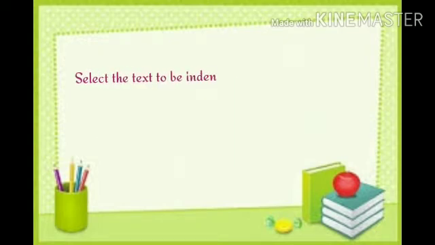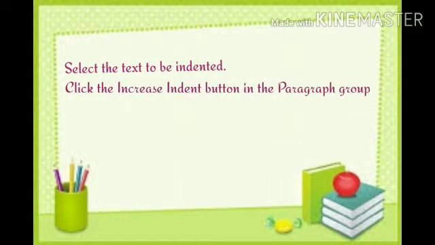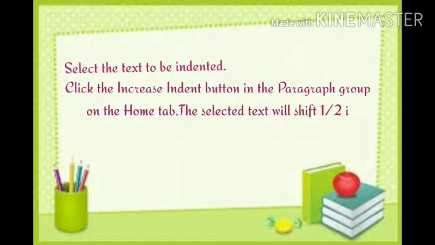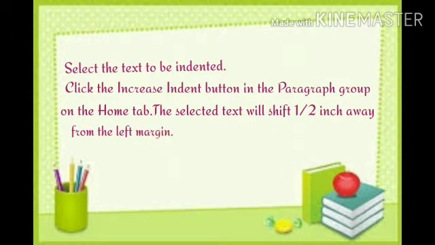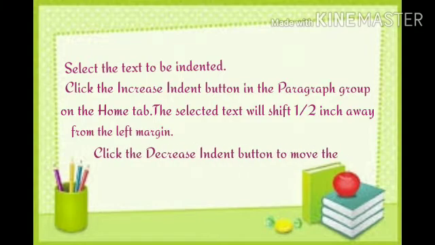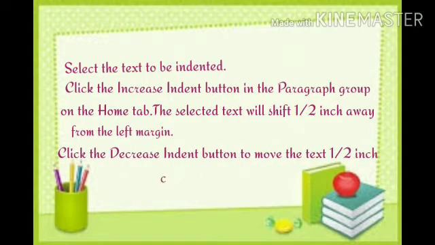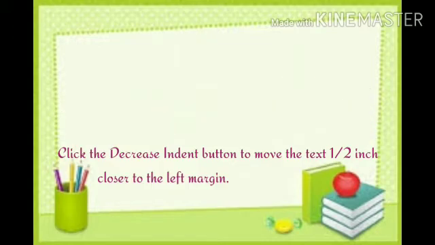Click the Increase Indent button in the paragraph group on the Home tab. The selected text will shift ½ inch away from the left margin. Now if you will click on Decrease Indent button, then the text will be placed ½ inch closer to the left margin. Each time you click the Increase Indent button, the paragraph will move ½ inch away from the left margin. You can also adjust the indent by dragging method. Select the paragraph and drag the first line indent, left indent or right indent.